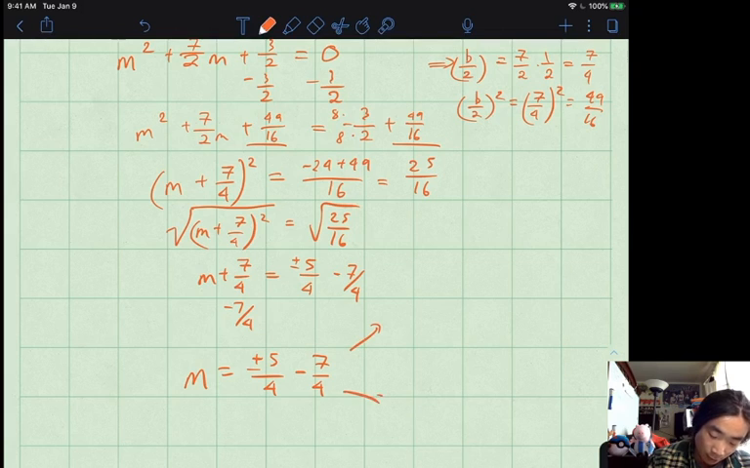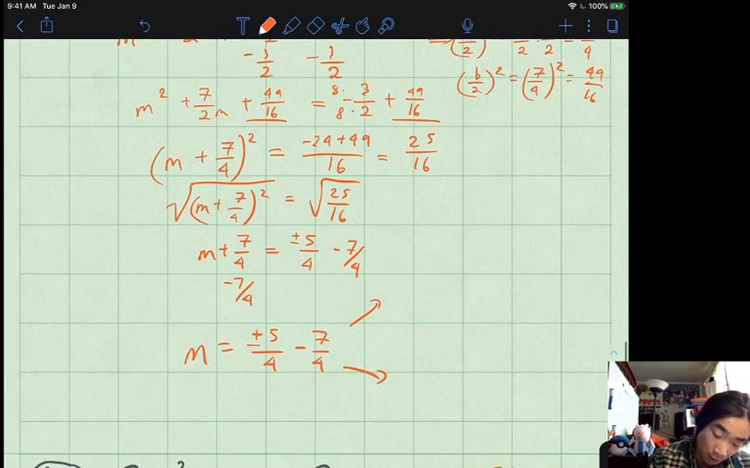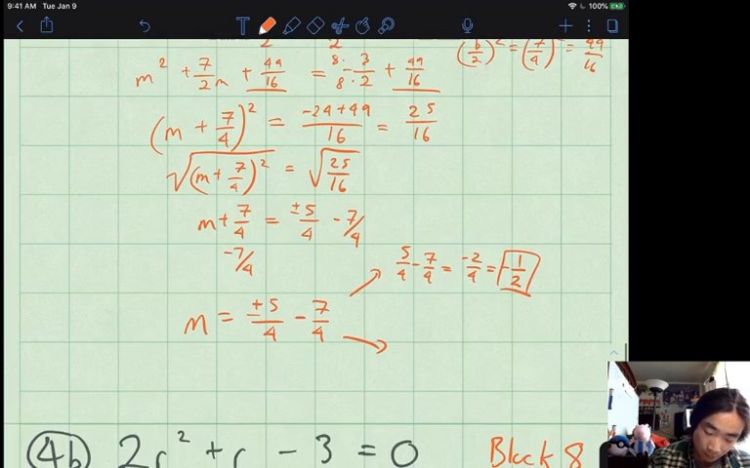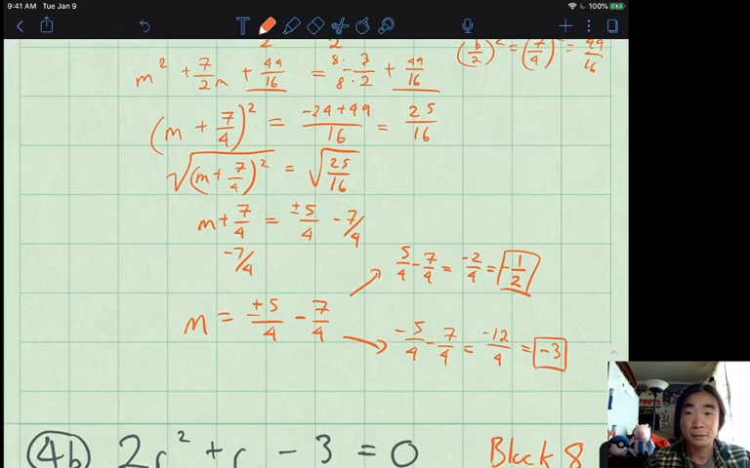So here we can branch off. We can do this arithmetic. 5/4, take away 7/4, negative 2 over 4, negative 1/2. So first answer, negative 5 over 4 minus 7 over 4. Also something convenient, negative 12 over 4, which equals negative 3. Right?